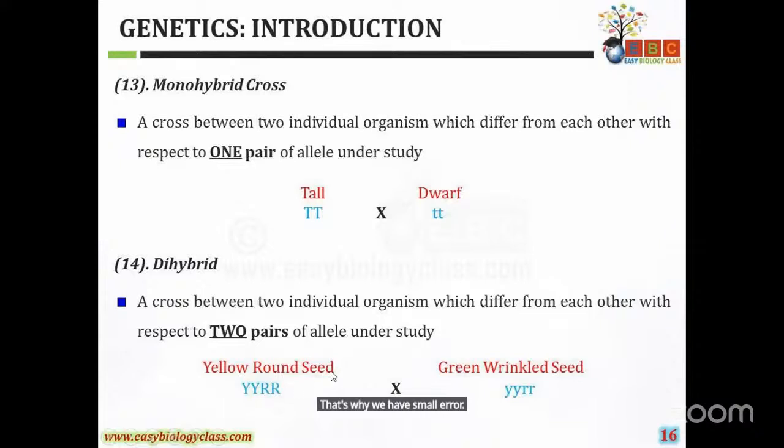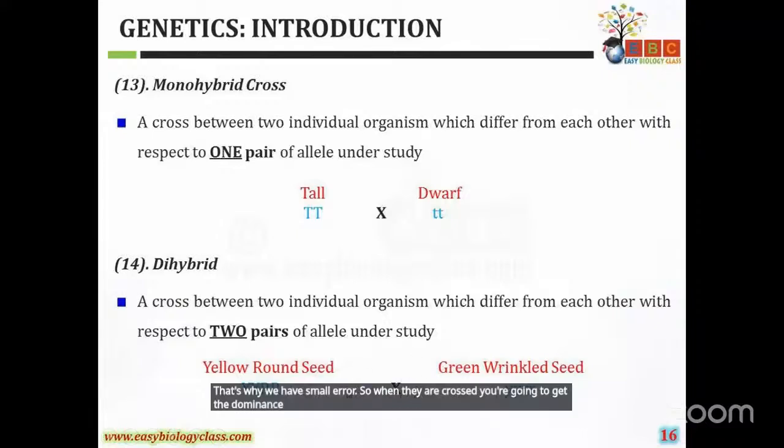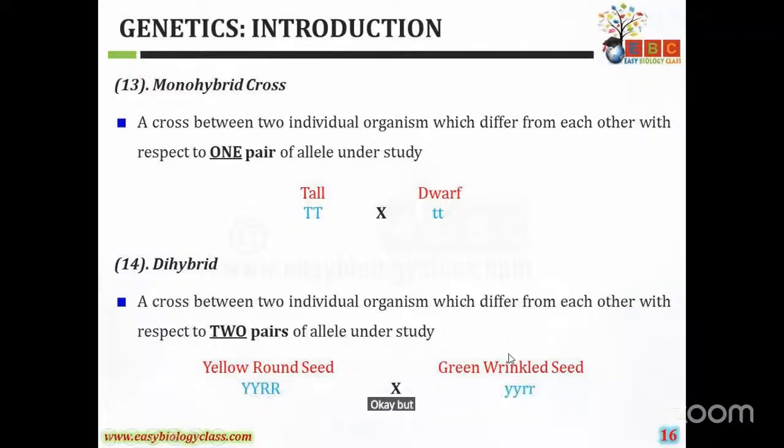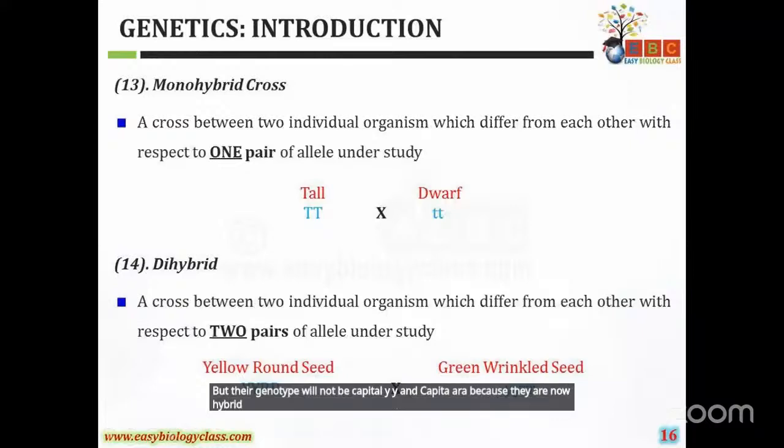So when they are crossed, you are going to get the dominant phenotype in the offspring. Okay, but that dominant will be heterozygous. It won't be homozygous again. So we will end up getting yellow and round seed. But their genotype will not be capital YY and capital RR because they are now hybrid. They are now hybrid.